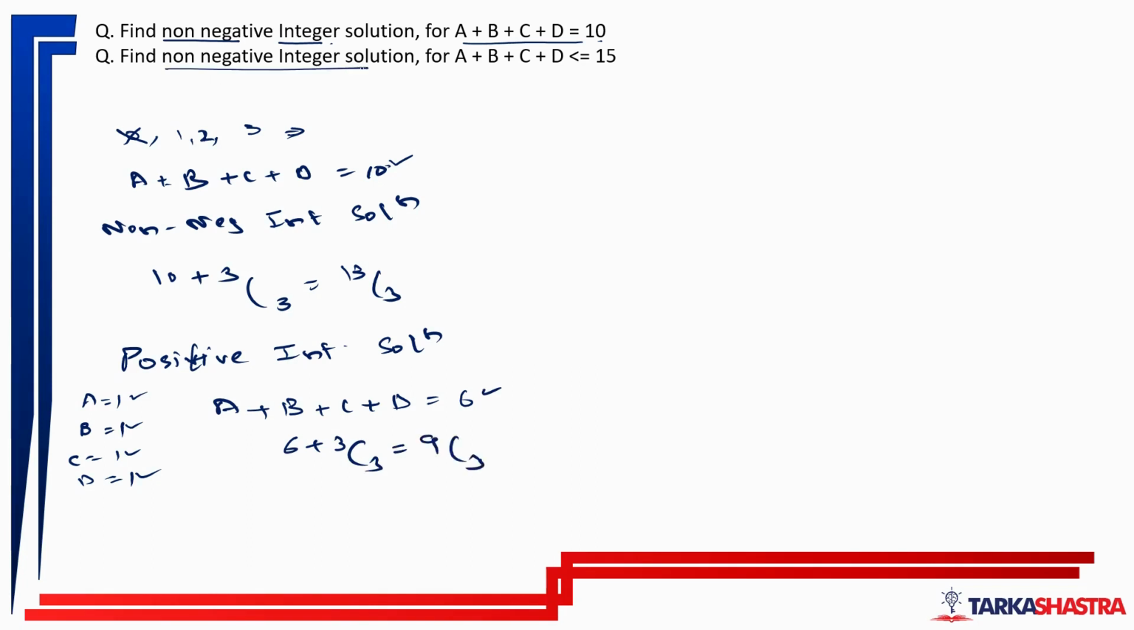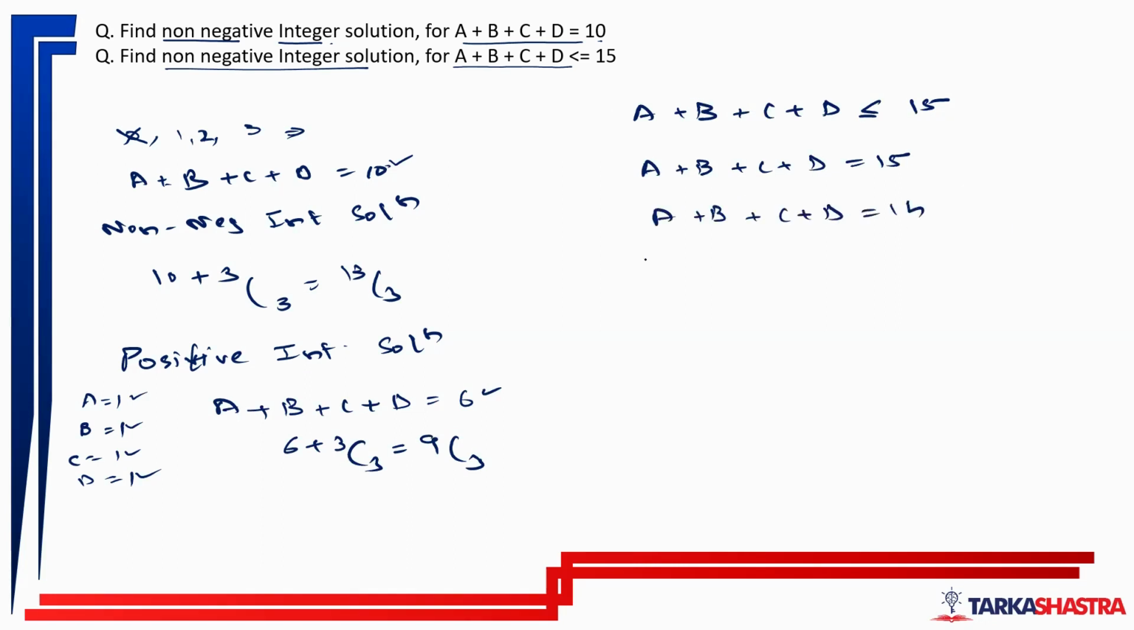Next is non-negative integer solutions of A plus B plus C plus D less than or equal to 15. How do we solve it? So it can be something like this. A plus B plus C plus D is equal to 15. Then A plus B plus C plus D can also be equal to 14, or 10, or 7. We don't know, because it can be equal to 15 or less than 15.